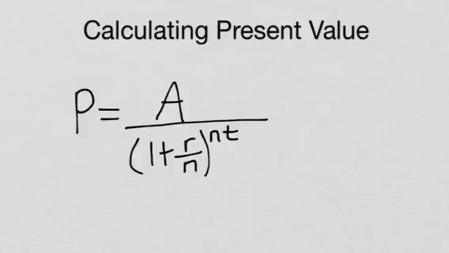Now we're going to look at calculating present value. So if you want to see how much money do I need to deposit in order to get this certain future value that I'm looking for. So your formula is your present value is equal to your future value divided by 1 plus your rate over n, which again is the number of times compounded, raised to the n times t, where t again is your number of years. Okay, so let's look at a problem.